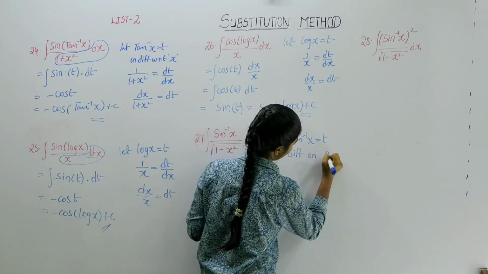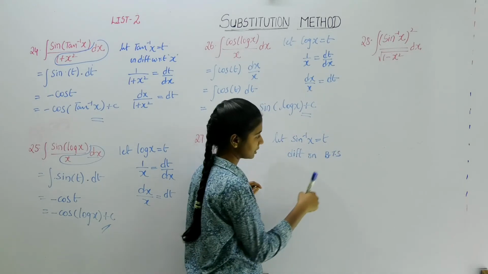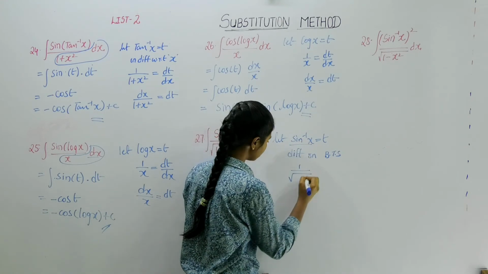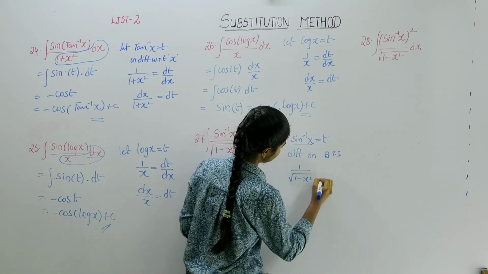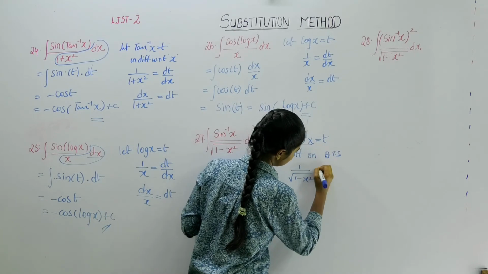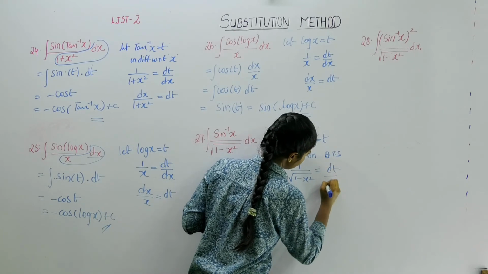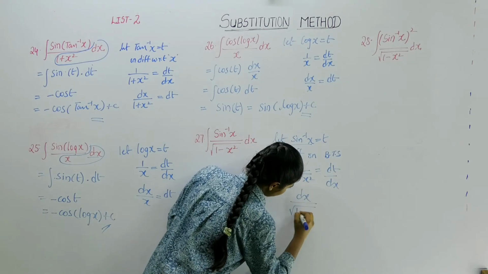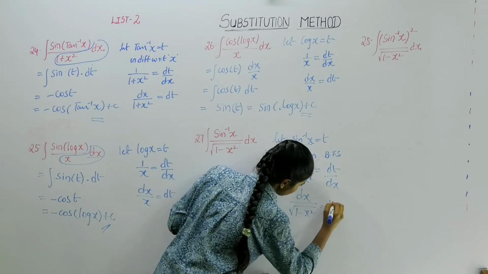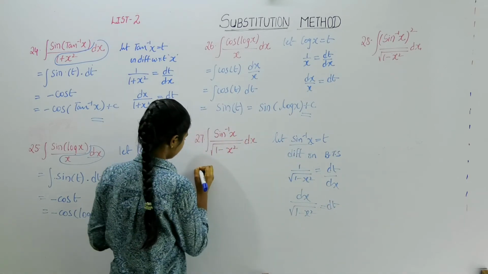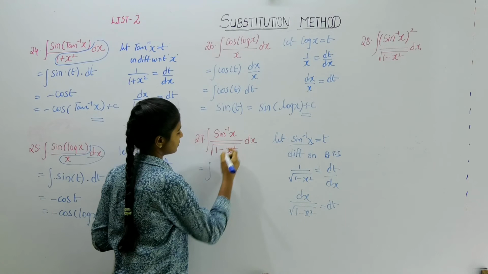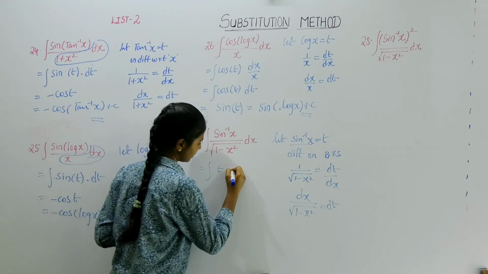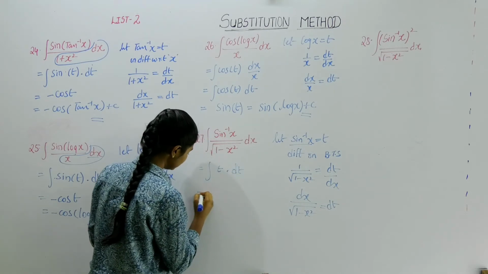Differentiation on both the sides with respect to x. d by dx of sin inverse x is 1 by square root of 1 minus x square. It is equal to dt by dx. In the place of dx by square root of 1 minus x square, we can substitute dt. So now, in the integral, in the place of sin inverse x, I substitute t, and dx by square root of 1 minus x square becomes dt.